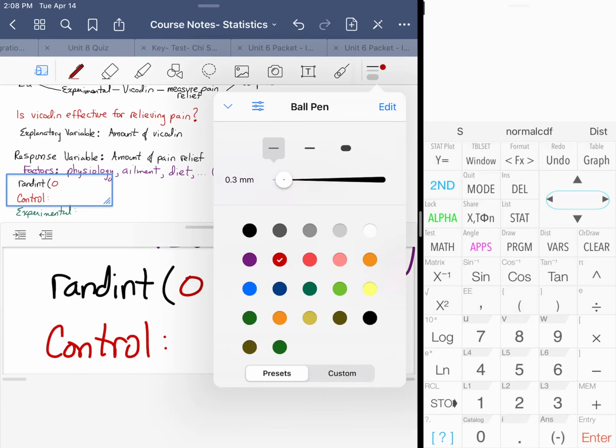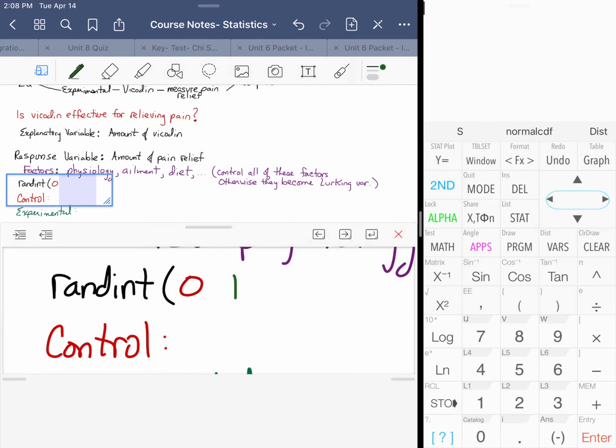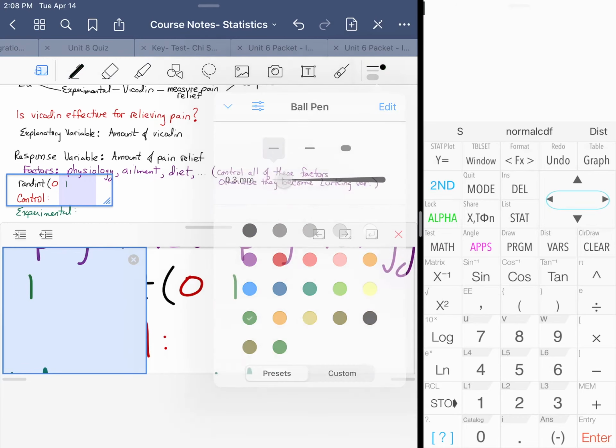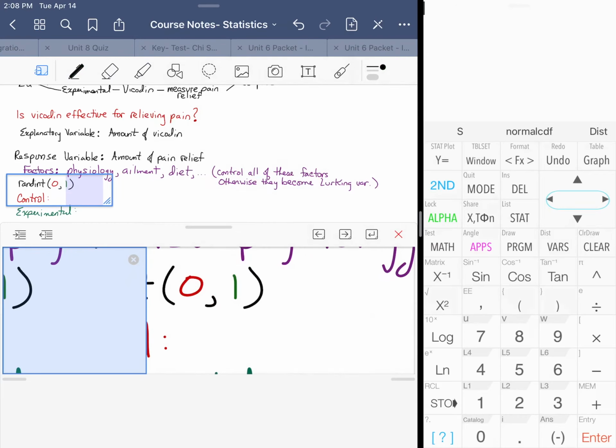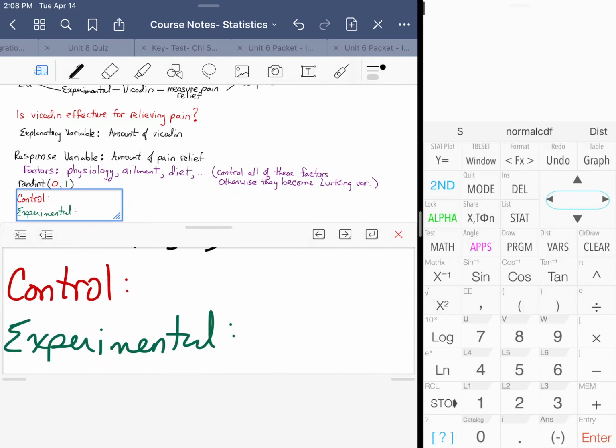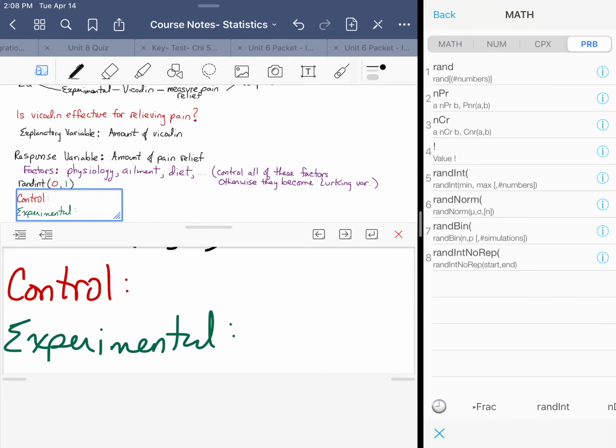Zero and one. I'm going to use 0 and 1. There's other ways you could design it, but this is what I choose to use. And I'm just going to go down the list. If I get a 0, that individual goes in the control group. If I get a 1, that individual goes in the experimental group.